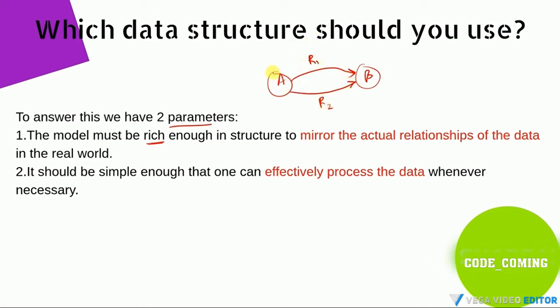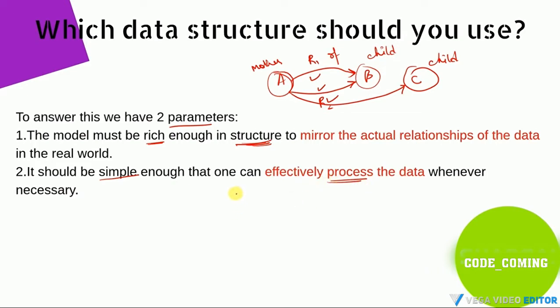This can be like, suppose that A is the mother of a child, and A can also be the mother of another child. So there can be multiple relations from one entity to other entities. So the data structure that we use must be efficient enough to mirror all these relationships. Secondly, it should be simple enough that it can effectively process the data whenever necessary. Processing data means as per requirement we get the data that we have stored.